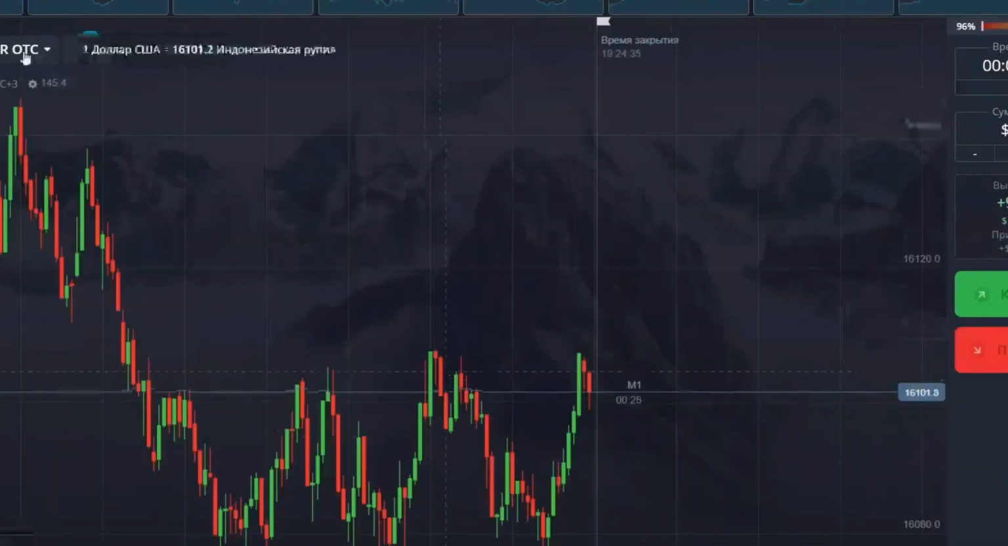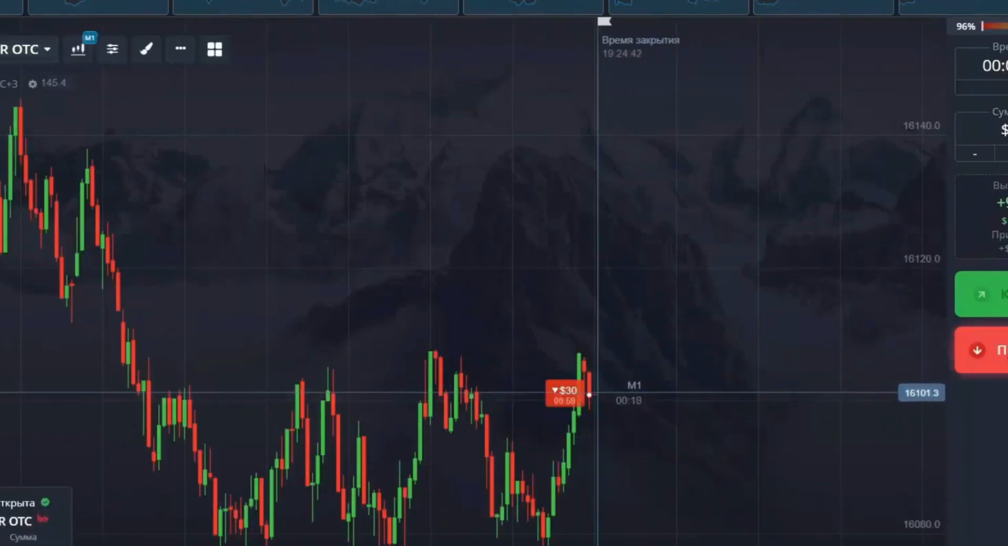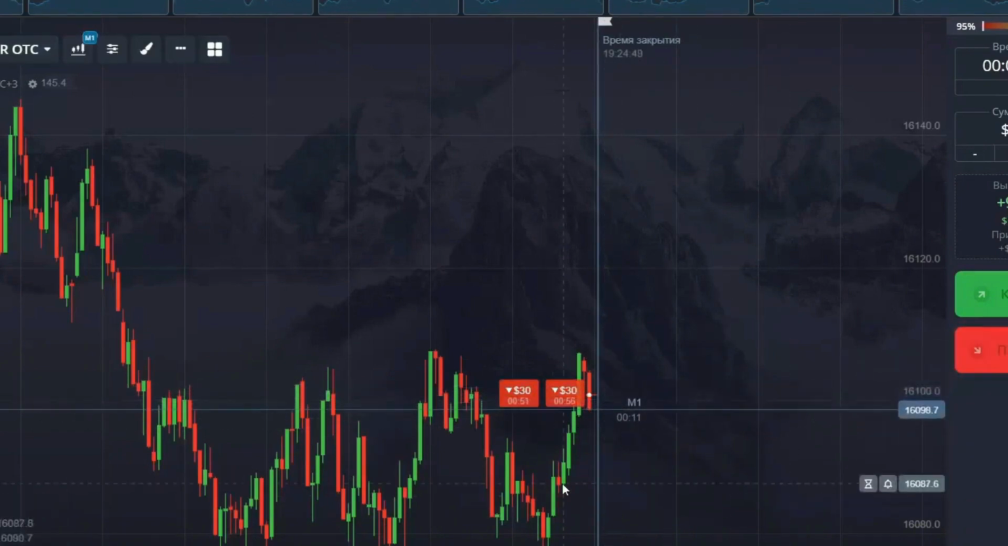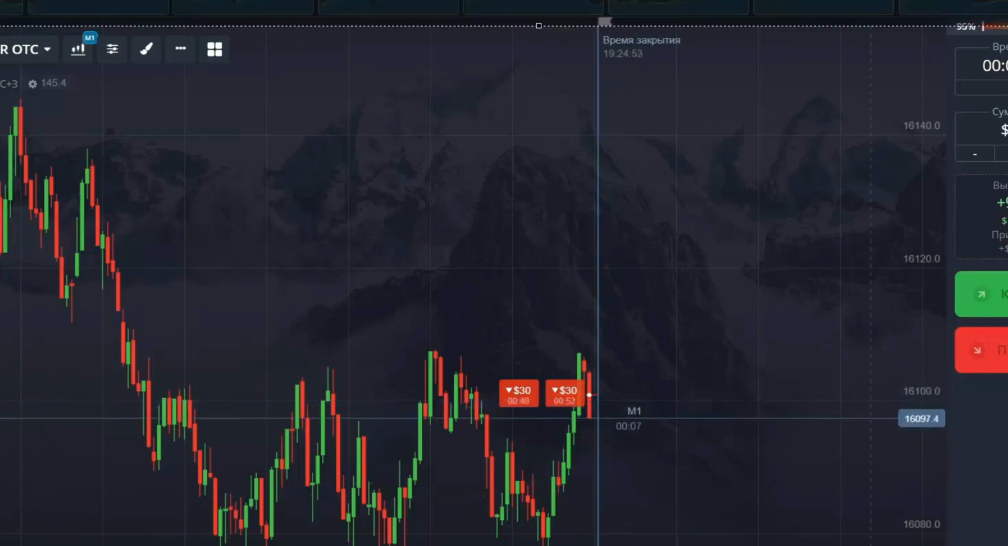So here's another good option. This is the US dollar to Indian rupee. And here it makes sense to go for a decrease, even several times. Why? Because the classic pattern continues. We saw an upward movement here. Then there was a decrease, meaning a downward movement, and then another rise.